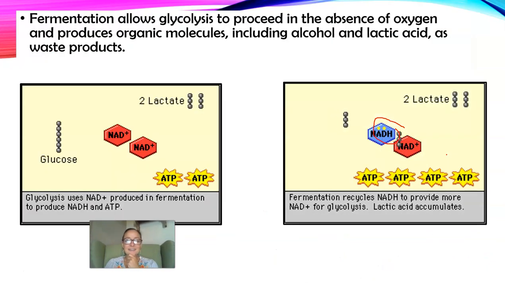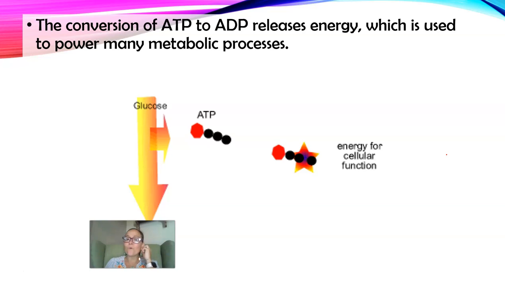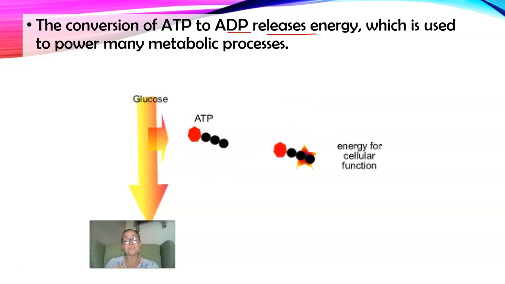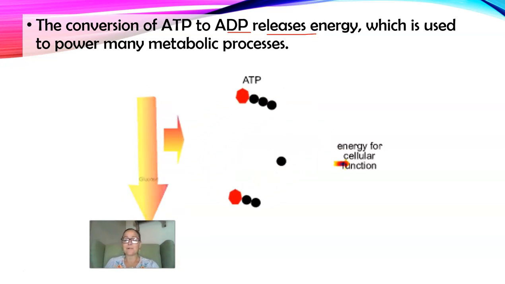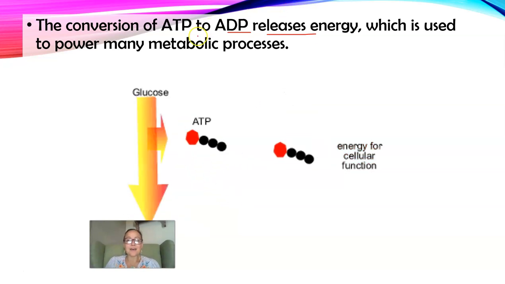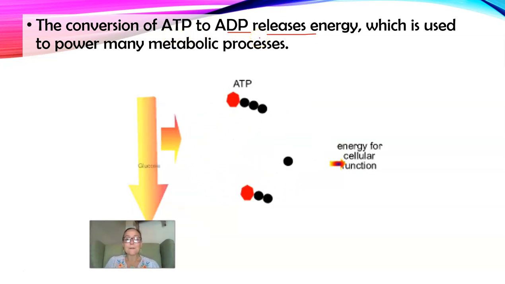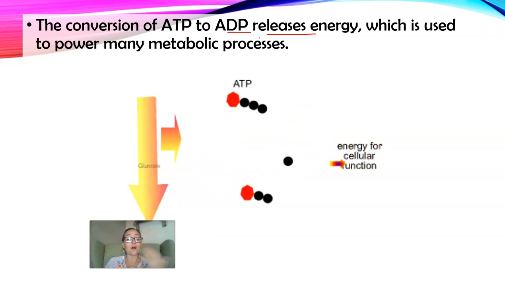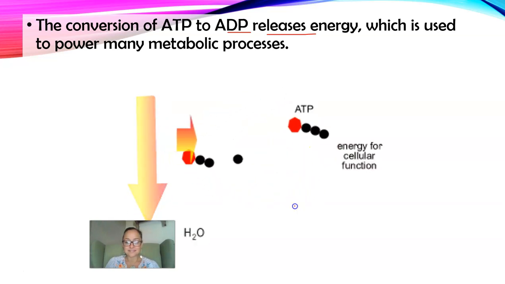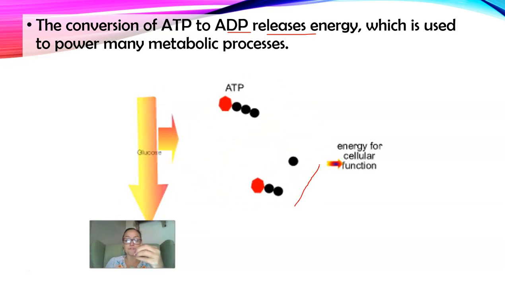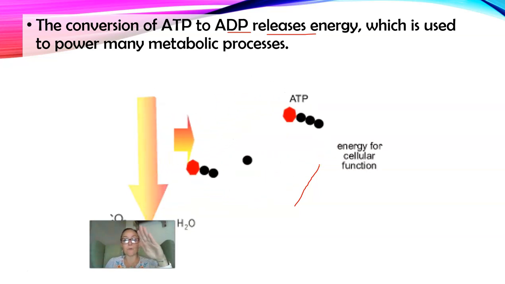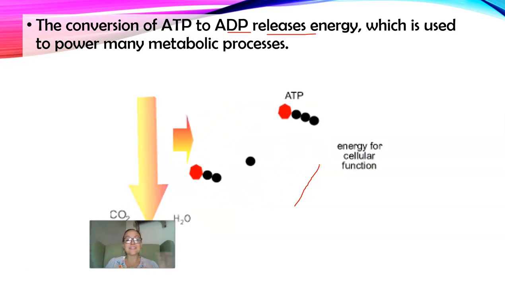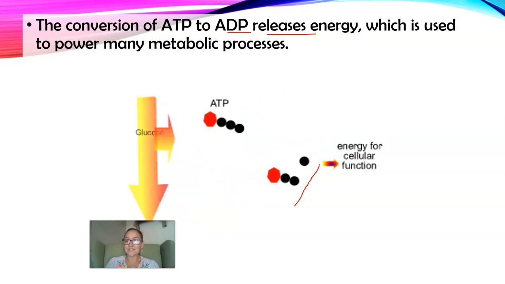Okay. And our last slide here says the conversion of ATP to ADP releases energy, which is used to power many metabolic processes. But when we say conversion of ATP to ADP, ATP is actually hydrolyzed. So it's through the process of hydrolysis. Right here in this step, when that third phosphate is broken off, it's by the addition of a water to break that bond and hydrolyze ATP, releasing that energy to power cellular function.